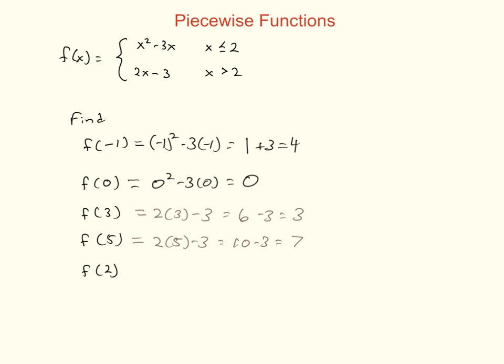So f of 2 is going to equal 2 squared minus 3 times 2, which is 4 minus 6, which in this case is -2. So take a minute, pause the video, and make sure you're comfortable with how I evaluated each one of these.